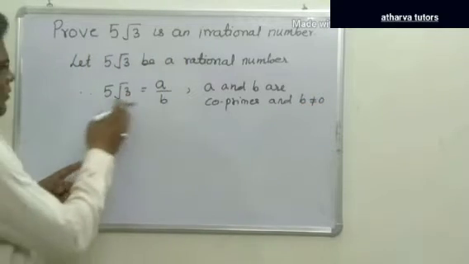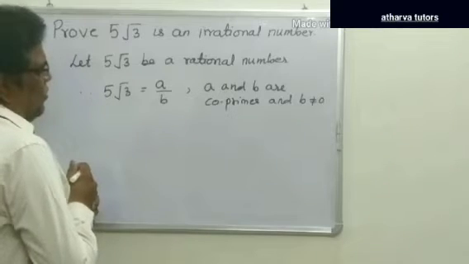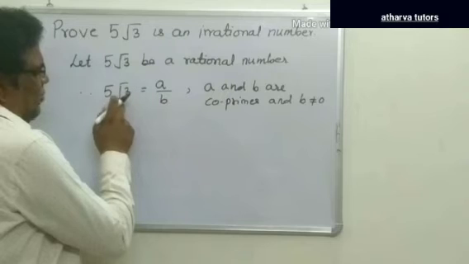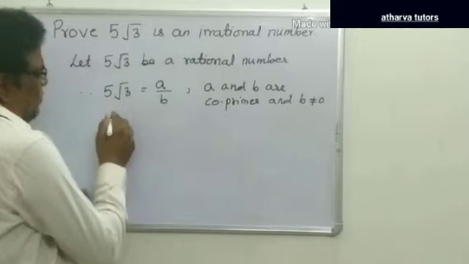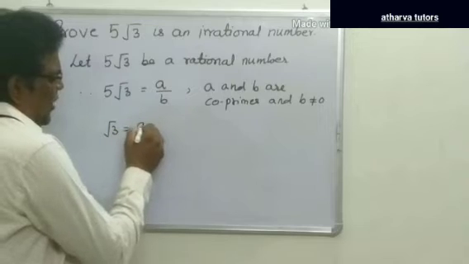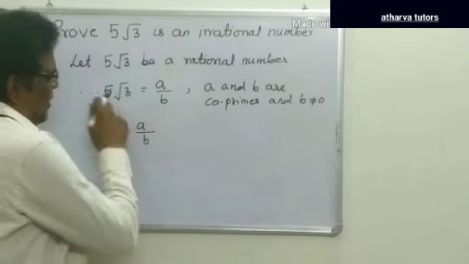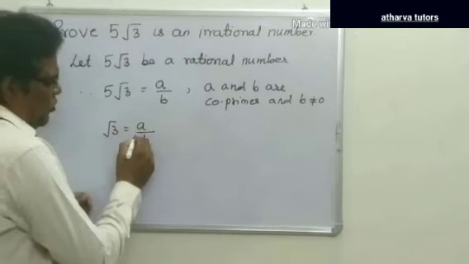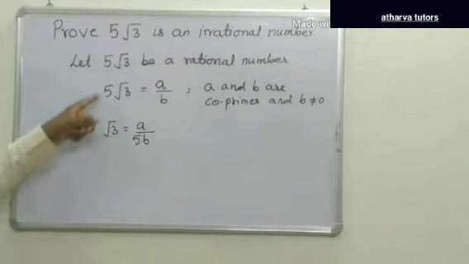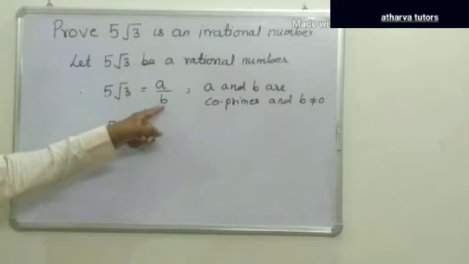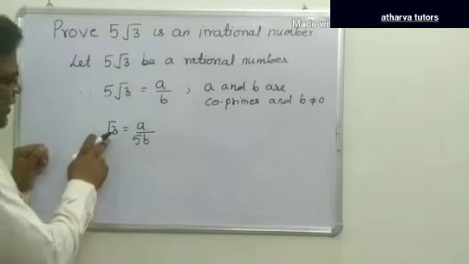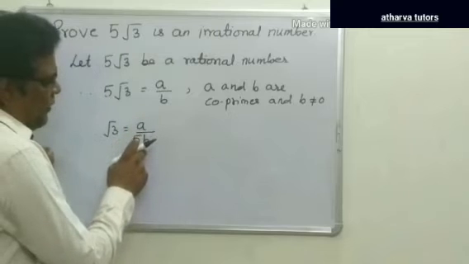So now, if you do interchanging of this, if you take this here, you can also write this as root 3 equals A upon B. This 5 goes here, so it becomes 5B. Root 3, 5 we have shifted to here. So now what we are getting, root 3 equals A upon 5B.